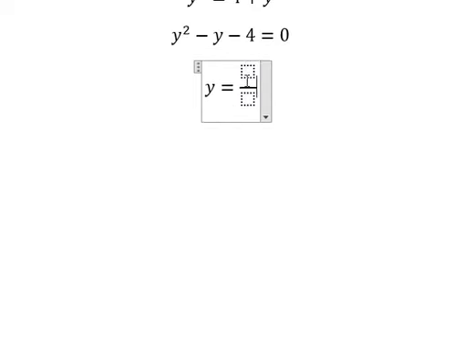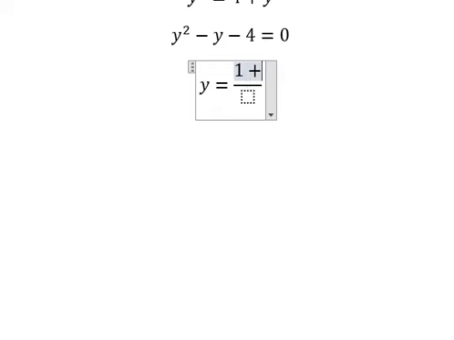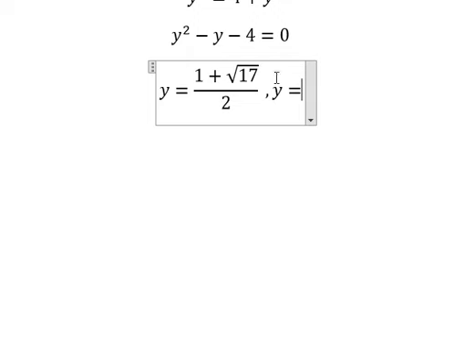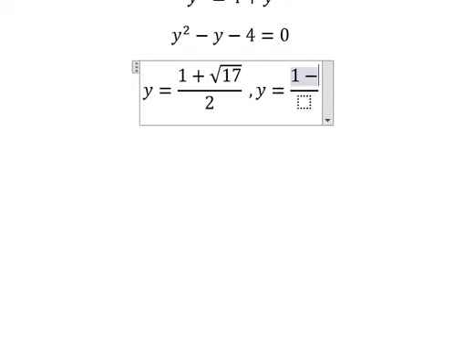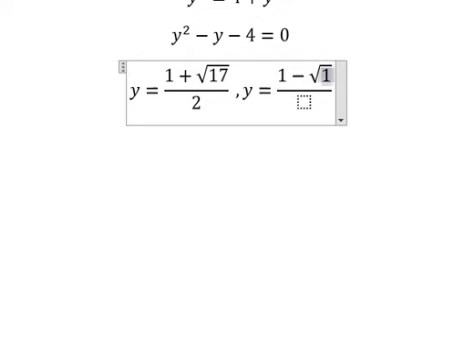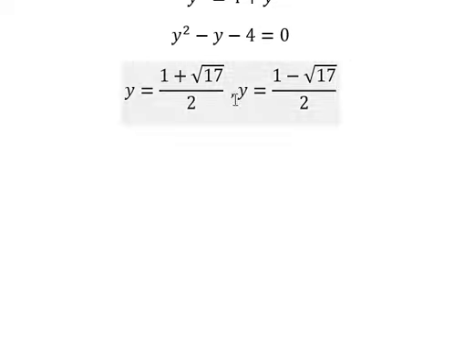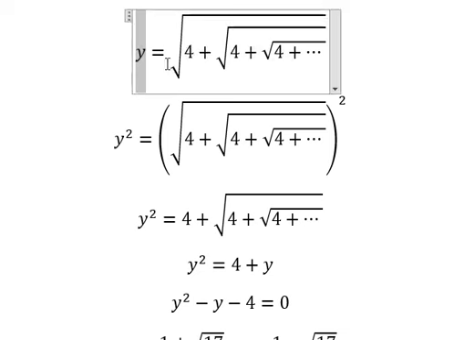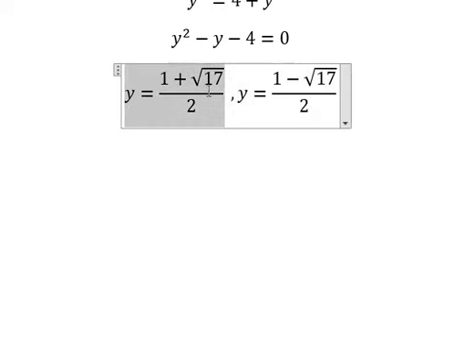1 plus the square root of 17 over 2, and y equals 1 minus the square root of 17 over 2. We can see that this one should provide the positive number, because this one in here is about the square root. The square root is always positive. So we need to select the positive, and that is this one. And here is the final answer.